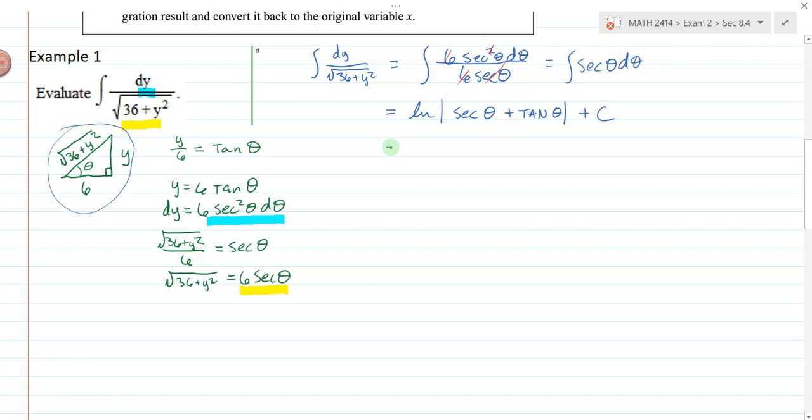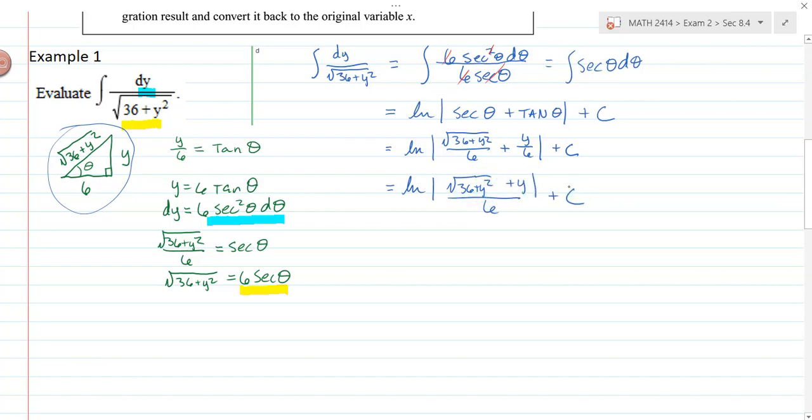So looking at the triangle, secant we said was hypotenuse over adjacent. So that's going to be the square root of 36 plus y squared over 6. And tangent we said is opposite over adjacent. So that's going to be y over 6. Notice we have a common denominator, so we can go ahead and combine these two terms. And that's going to give us the square root of 36 plus y squared plus y all over 6.